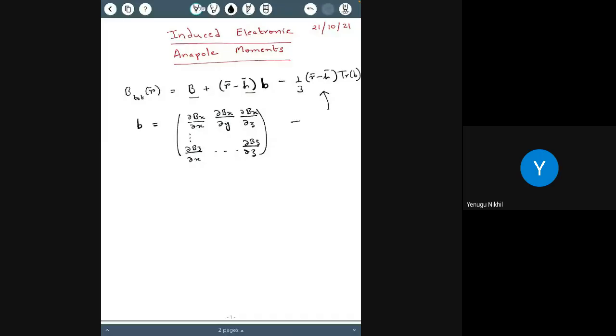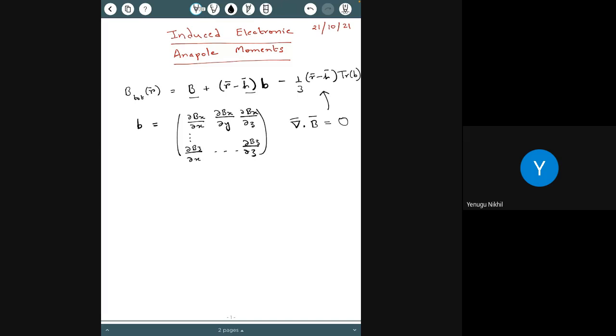Okay. And then there is a third term here that we need, which is 1/3 (r minus h) trace of B. This is because we want the divergence of B to be 0. Because it's a magnetic field, no work should be generated from this field. So that's why we have this extra term here.